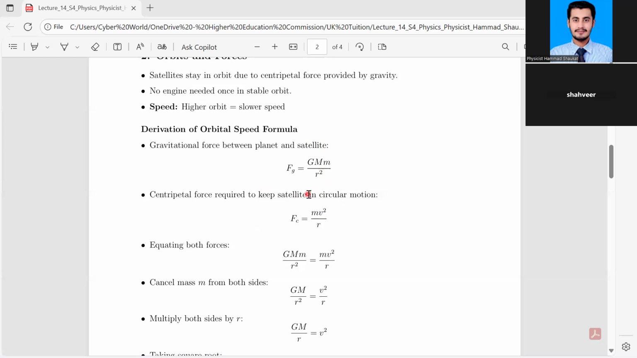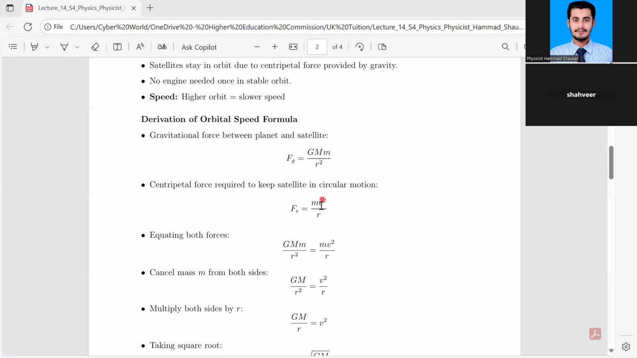Now what you have to do, we are doing the derivation for orbital speed, which means we have to find the value of v, only v, okay? So for that, we have to compare both equations, this equation and this equation. This equation is equal to force and this equation is also equal to force. So we have to equate both forces. So this becomes equal to this, right?